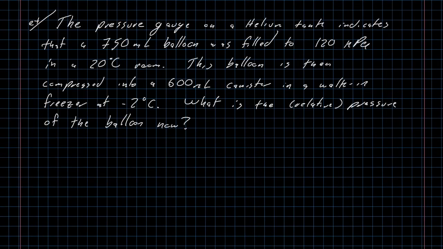The pressure gauge on a helium tank indicates that a 750 milliliter balloon was filled to 120 kilopascals in a 20 degrees Celsius room. This balloon is then compressed into a 600 milliliter canister in a walk-in freezer at -2 degrees Celsius. What is the relative pressure of the balloon now?